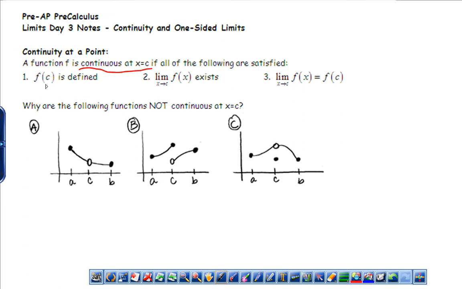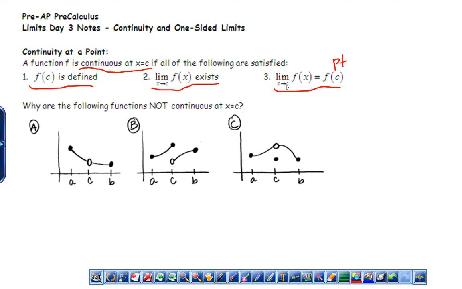So first of all, that point has to be there. f of c has to be defined. Also, the limit has to exist. And the last one kind of combines those two: that point has to be the actual limit.